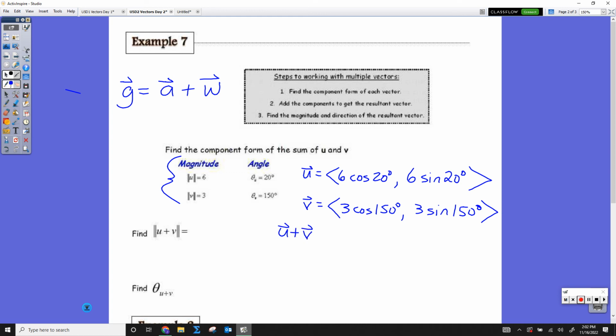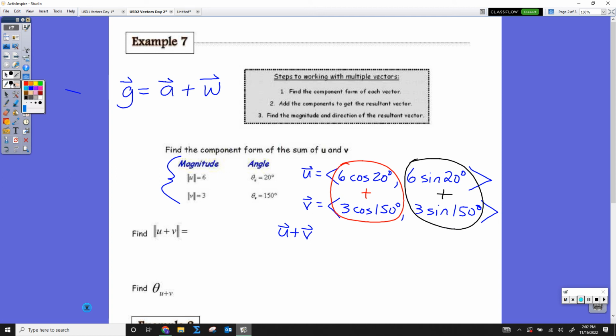On day 1, it was just simple numbers that we could add. Now we're actually adding our magnitudes and directional angles with these cosines and sines all together. This is where you would use a calculator. Make sure your calculator is in degree mode. So if I had U plus V, I would take these two and add them together for the horizontal component of our vector. And then we would take our vertical components and add those together in order to get our U plus V vector.